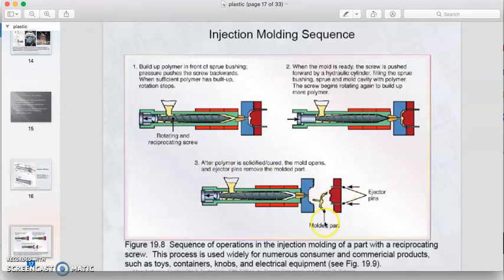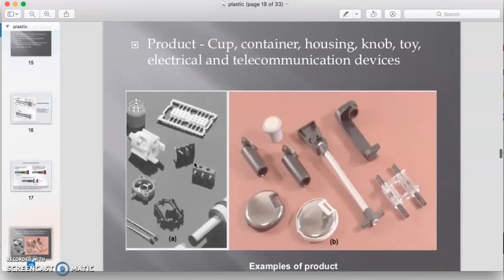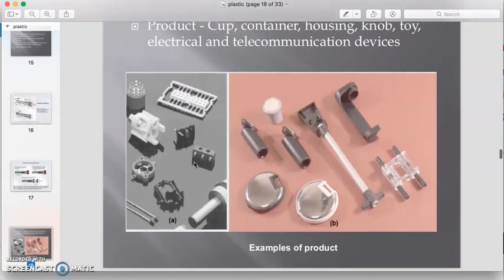And in step number 3, the mold will open and the part can be taken out, and the sequence will repeat again to number 1, number 2 and number 3, and then it will repeat. So it is a very fast process. Usually we can produce a single part within 20 or 30 seconds. Very fast. Okay, this is an example of a product made from injection molding.